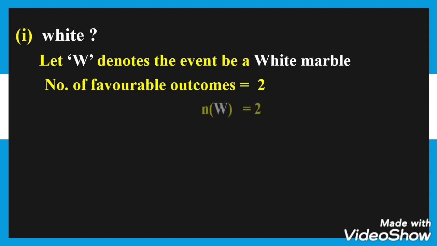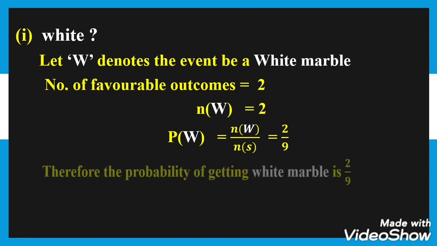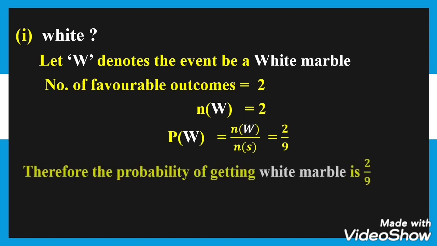And how do we find the probability? We already know the total number of marbles is 9, that is the total outcomes, and the favorable outcomes are 2. Probability is the number of favorable outcomes divided by the total number of outcomes. So P of W equals n of W divided by n of S, which is 2 by 9. This fraction can't be simplified because 2 is a prime number and 9 is not divisible by 2. Therefore, the probability of getting a white marble is 2 by 9.